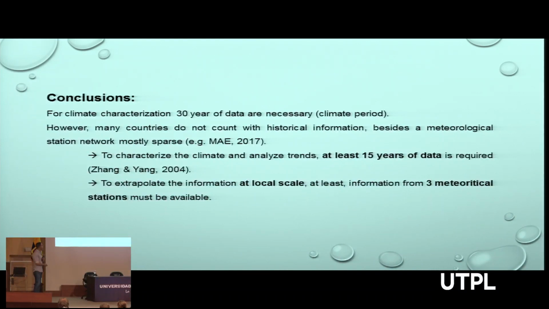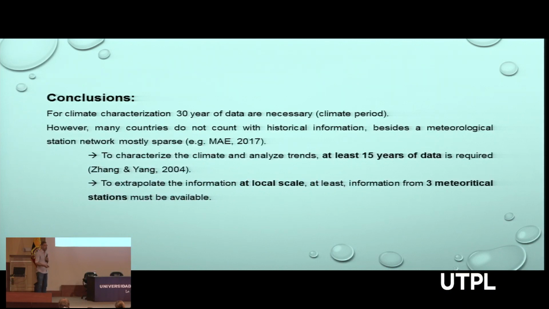I know normally for climate analysis you need 30 years of data. Generally, many countries do not have this information, and the meteorological station network often is really sparse. So as the Climatex software also said, you need a minimum of at least 50 years of data so that you can calculate tendencies.